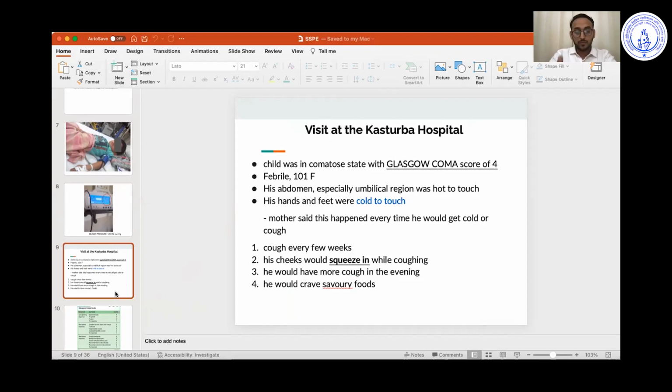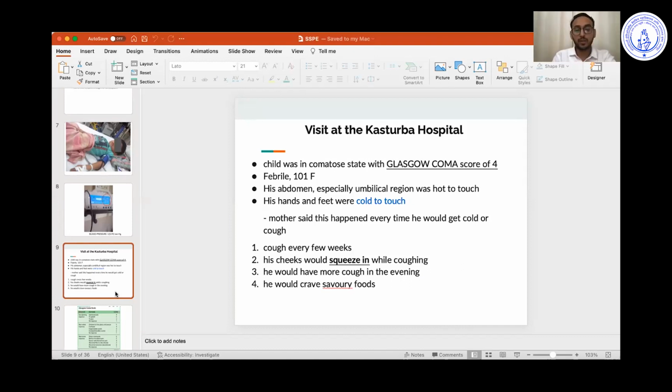On examination, we came to know that the child's abdomen, especially the umbilical area, was very, very hot to touch. And the feet and hands were cold to touch. Though the patient was unconscious, we could see some reflexes in him. He was coughing in between. And we saw that when he is coughing involuntarily, his cheeks are drawing in. Generally, when we cough, the cheeks blow out, but in his case, it was going in.